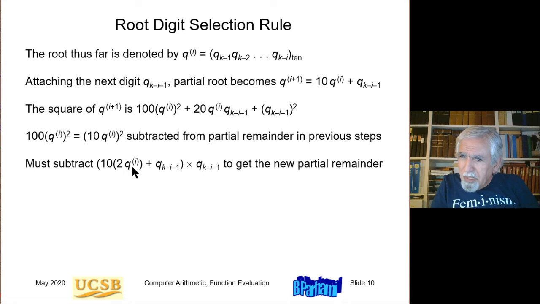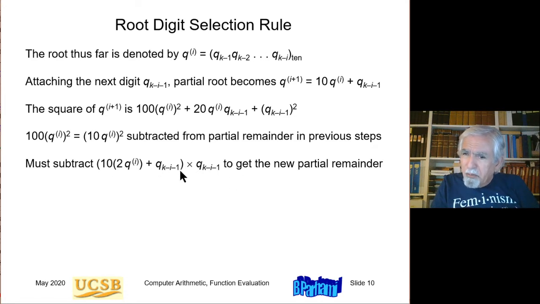That amount I can write in this form: 10 times 2 times qi times qk minus I minus 1, plus qk minus I minus 1 squared. So basically, of these two terms, I factor out qk minus I minus 1. From this, I'm left with 20 qi, 20 times the partial root to this point. And I write that as 10 times 2 qi.